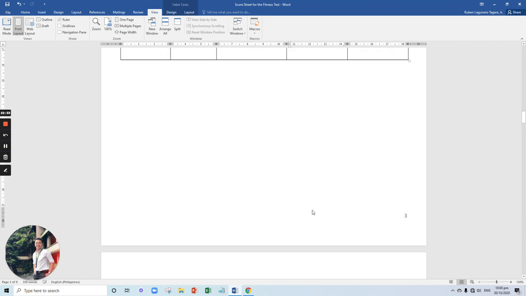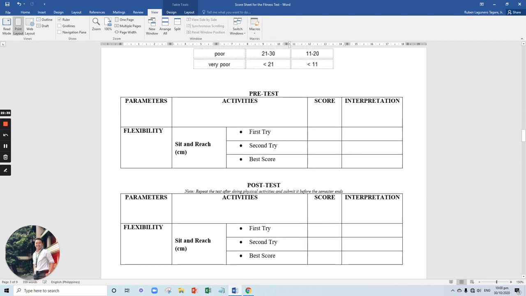Then we have also the flexibility. We have the sit and reach. So for sit and reach, you have 2 tries. First try, second try. Then ano yung best score mo? So titignan mo yung interpretation based dito sa table na ito.